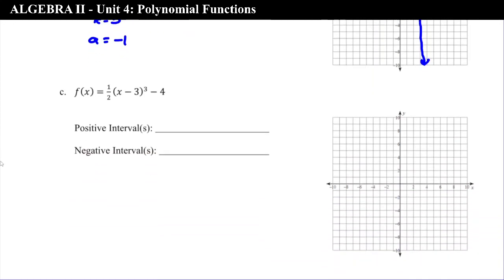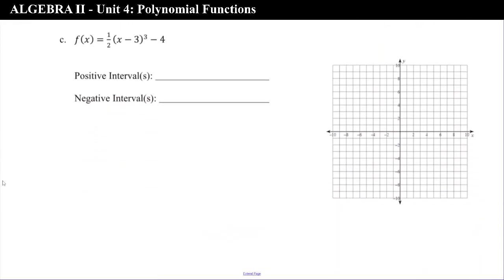All right, let's move on to C. So we're going to plot this one. Our h is 3, our k is -4, and our a is 1/2. So we go over 3, down 4, and we plot our point. And then, since we are compressed by a factor of 1/2, we would go over 1 and up 1/2. Instead of going over 2 and up 8, we'd go up 4.